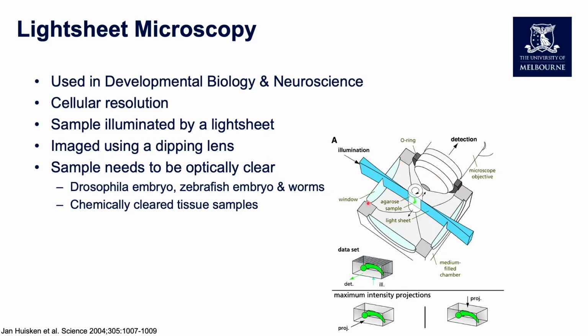So this little cuvette, as is drawn here, is often filled with some form of solution. Ideally, for this to work, the sample needs to be optically clear. This is why it's primarily used in developmental biology. Things like Drosophila embryos, zebrafish embryos, and worms are fairly optically clear. If you want to put larger pieces of tissue in there, then you need to chemically clear that tissue, and that's something that we do at the university quite a bit.